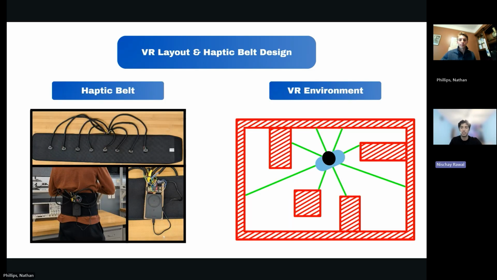So to take a look at the virtual reality layout and our haptic belt design, on the left we can see our haptic belt, which has 8 aero motors spread out across it, and this belt would be wrapped around the user's waist. In the VR environment, this is a 2D view of what this could look like, and we would essentially have 8 raycasts spreading out, and each one is encoded to a single motor on the haptic belt. So based on the distances, it would change one of the two independent variables that we identified to attempt to see if it improves the user's spatial awareness through this haptic feedback.